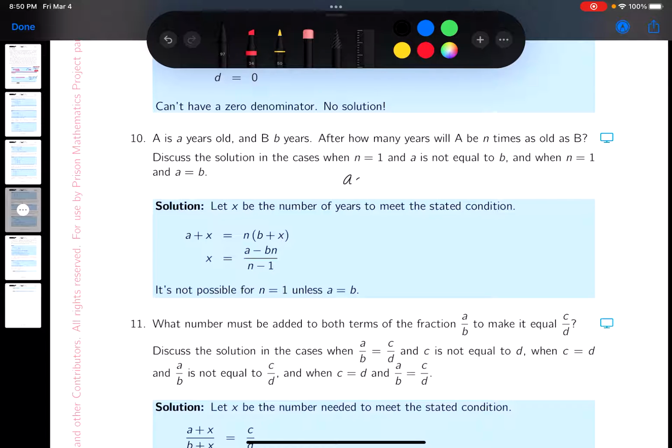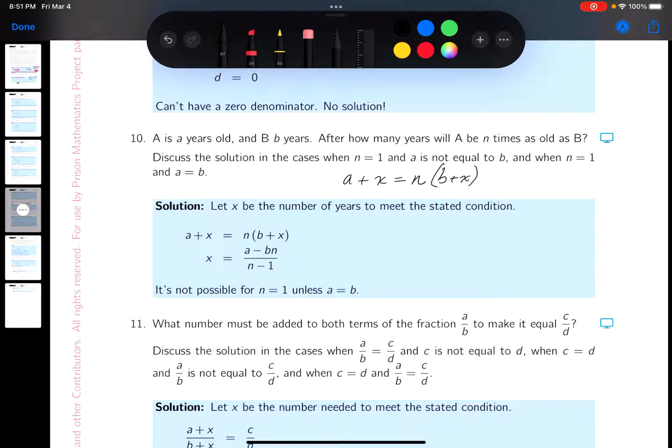A will be a plus x. And how old will B be in x years? It will be b plus x. But now they're saying that then A is going to be n times as old as B. I'll write that down for you.